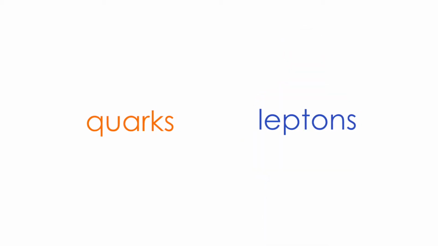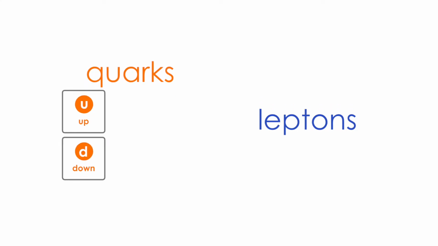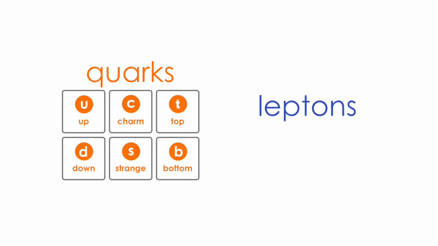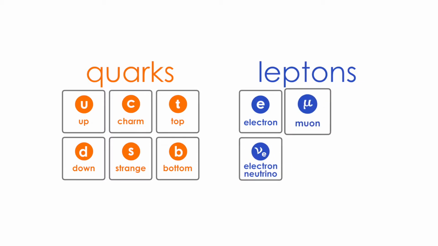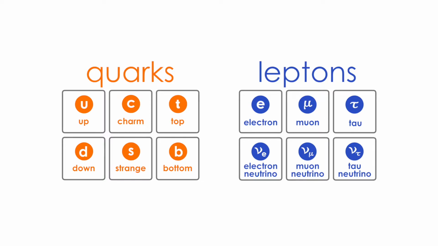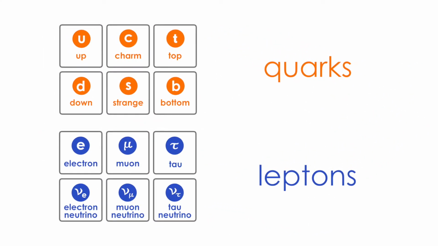Fermions are themselves divided into two categories: quarks and leptons. There are 6 types of quark, which are called up, down, charm, strange, top, and bottom. There are also 6 types of lepton: the electron, electron neutrino, muon, muon neutrino, tau, and tau neutrino. Already we can see some of the elegance of the Standard Model. There are the same number of quarks as there are leptons.